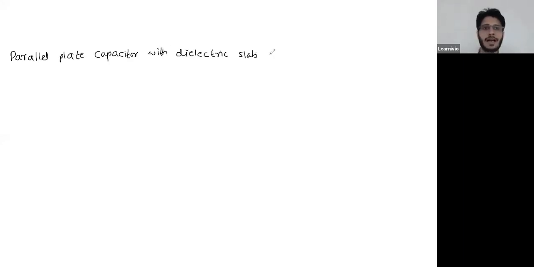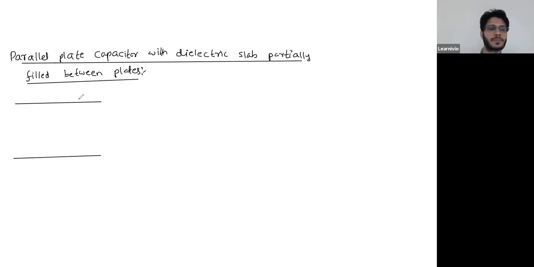In the third calculation, we are again placing the dielectric, but not fully. We are placing the dielectric partially. Parallel plate capacitor with dielectric slab partially filled between plates. So these are two plates, each having area A and separation D. And in between the plates, we have placed a dielectric slab of dielectric constant K and thickness t. So this is dielectric and this is air.